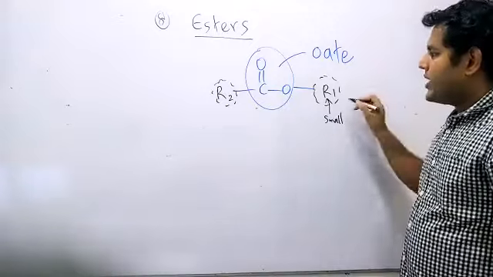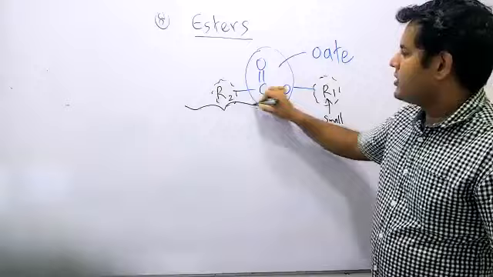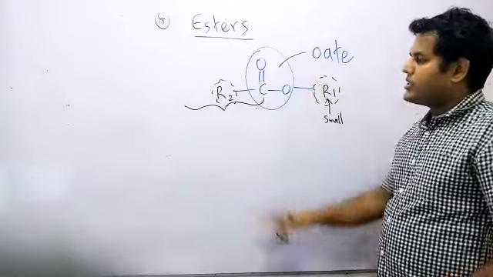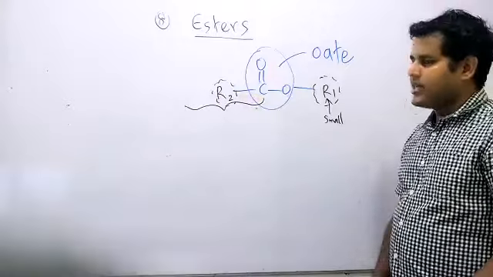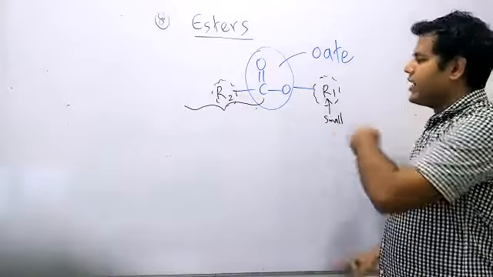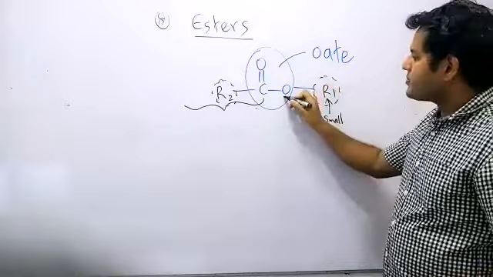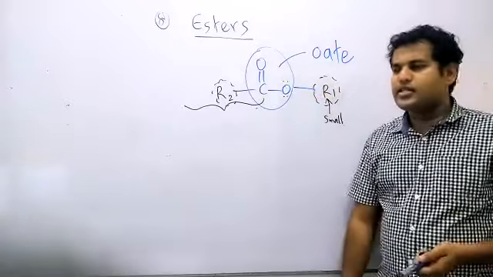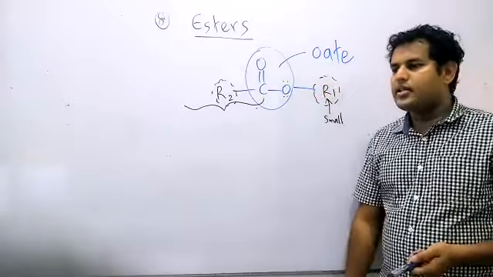This R group is relatively smaller than this, but sometimes they can be the same. In certain cases they can be the same. But in my experience, most of the time after this oxygen, you get a short R group. Okay, let's see how to name this. The nomenclature is totally different here.